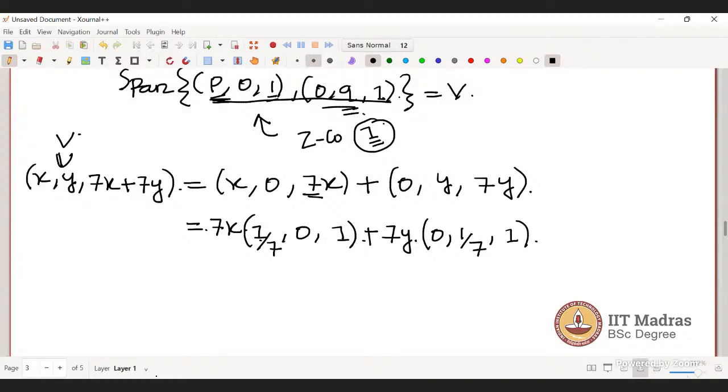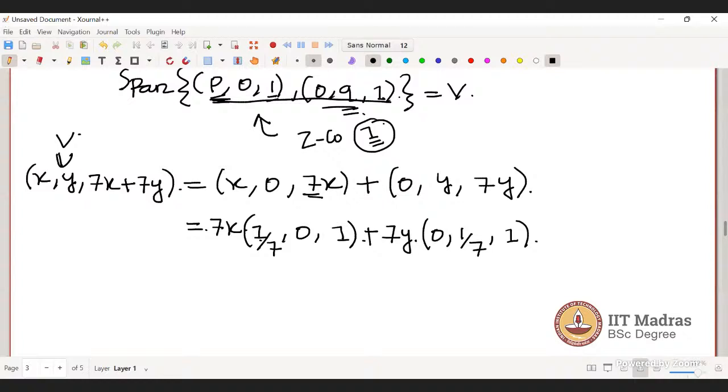Can you explain this step, that is (x, 0, 7x)? How did you get that? How come you split (x, y, 7x+7y) in such a way? It's just vector addition, sir. It's a vector in R3, and I'm just adding two vectors. The whole point is that you have to put x in one place and y in another place. So that is what I am doing. I am splitting this x and y.